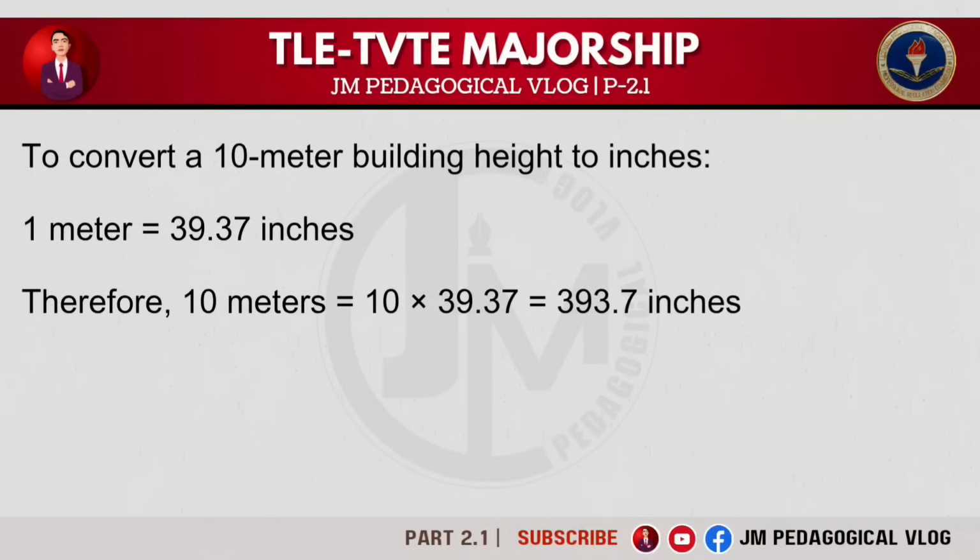To convert a 10-meter building height to inches: 1 meter = 39.37 inches. Therefore, 10 meters = 10 x 39.37 = 393.7 inches.